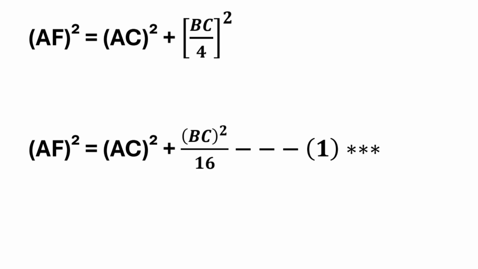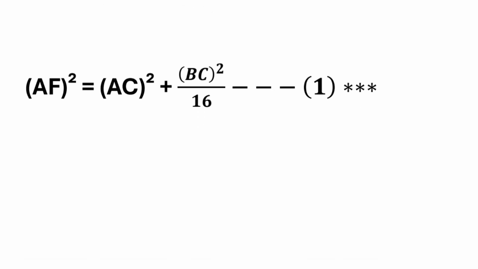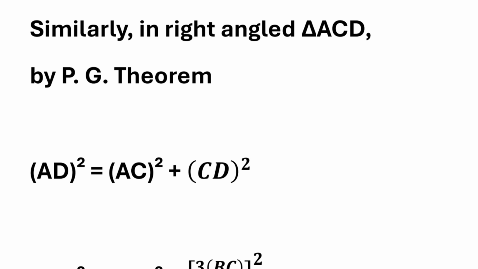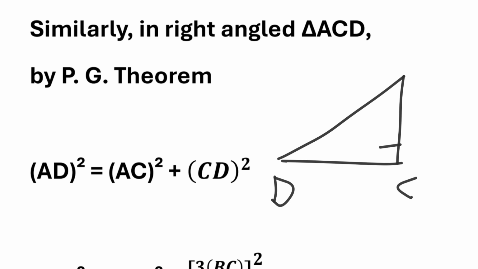Now similarly we apply the Pythagoras theorem in right angle triangle ACD. Look here, in right angle triangle ACD, AD is the hypotenuse, so AD² = AC² + CD². In this right angle triangle we apply the Pythagoras theorem: AD² = AC² + CD².